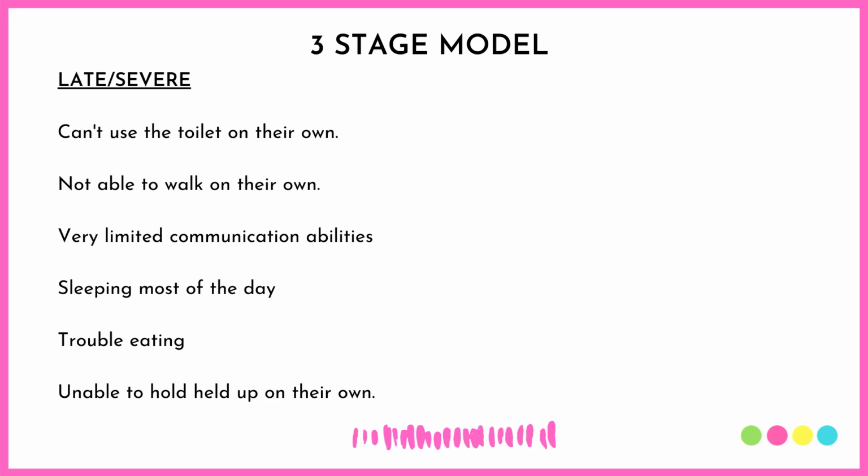In the late or severe stage of dementia, this is where the person relies on help to complete the most basic of tasks. They're no longer able to use the bathroom on their own. They're no longer able to walk on their own. They may not be able to eat food or swallow. They might not be able to hold their head upright. The most basic functions shut down.